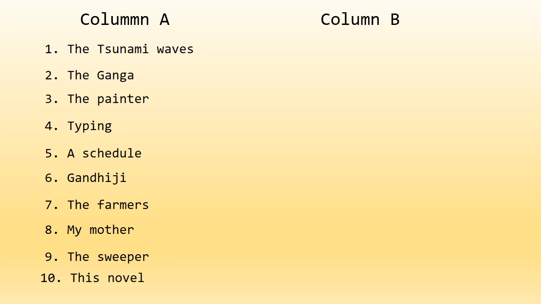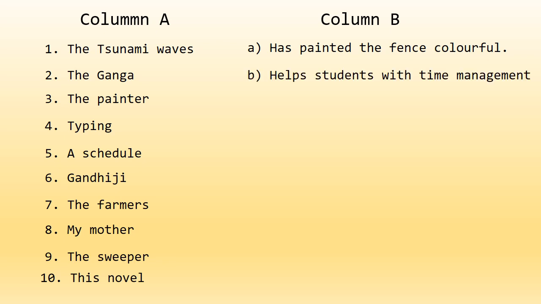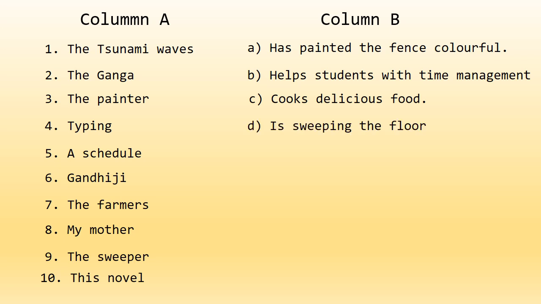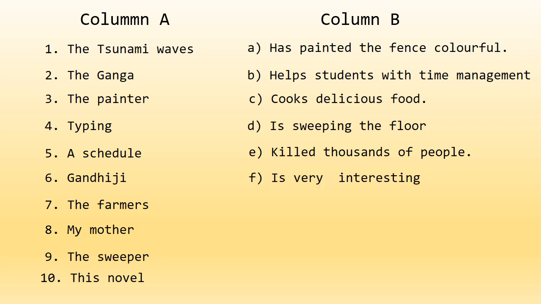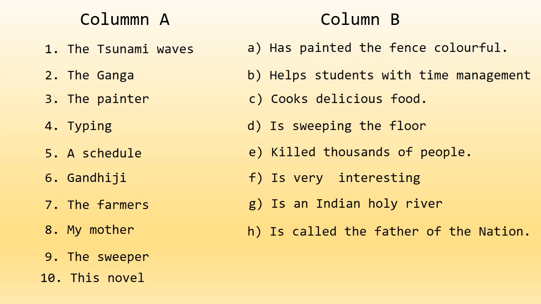Let's read. A, has painted the fence colorful. B, helps students with time management. C, cooks delicious food. D, is sweeping the floor. E, killed thousands of people. F, is very interesting. G, is an Indian holy river. H, is called the father of the nation. I, are sowing seeds. And J, is an important skill.